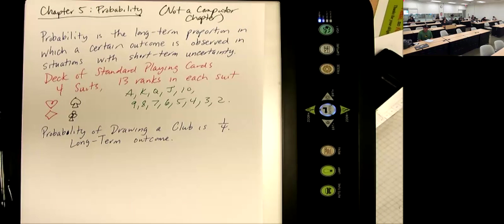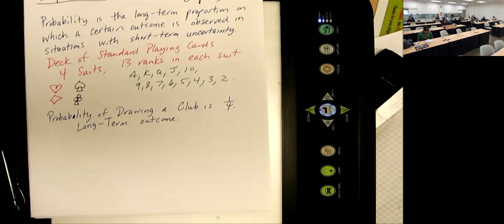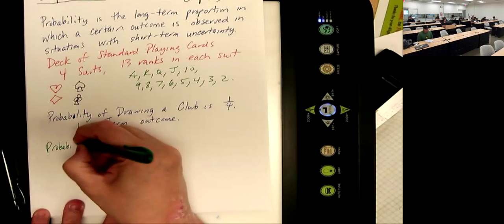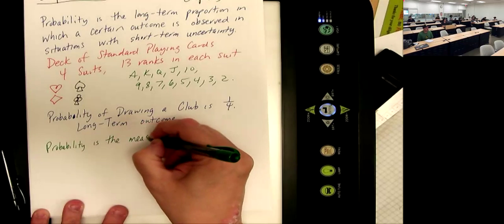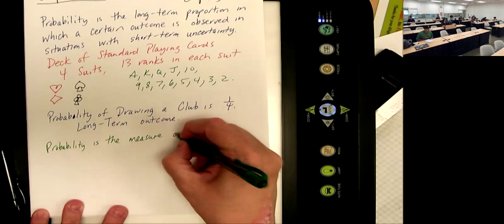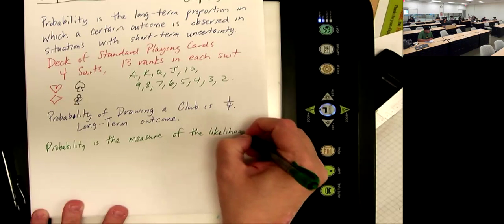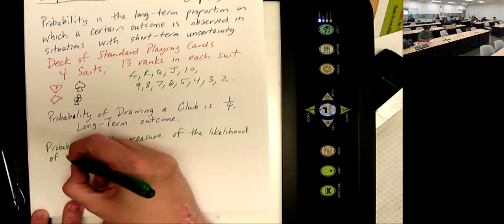We use the card form here. Another way of thinking about it is that probability is the measure of the likelihood of a random event or phenomenon occurring.